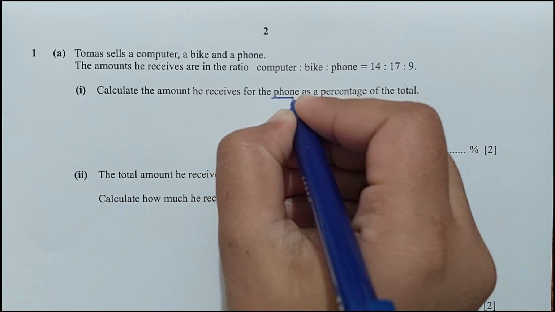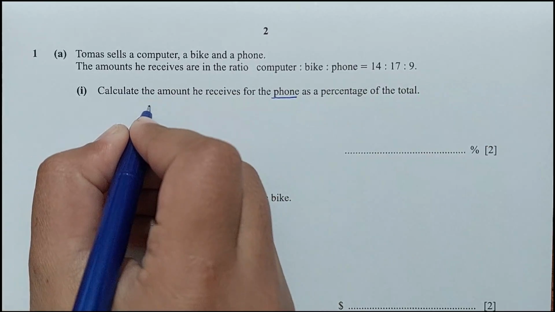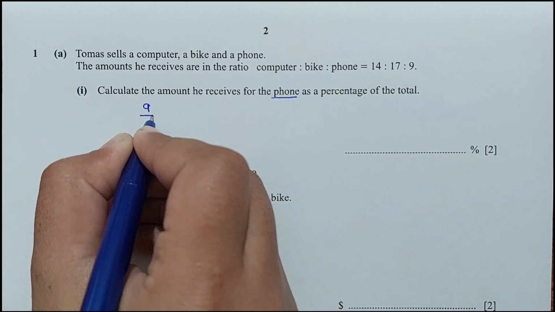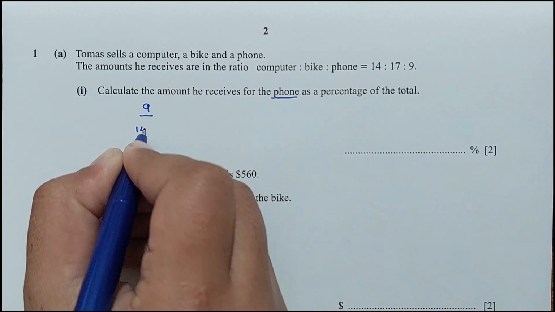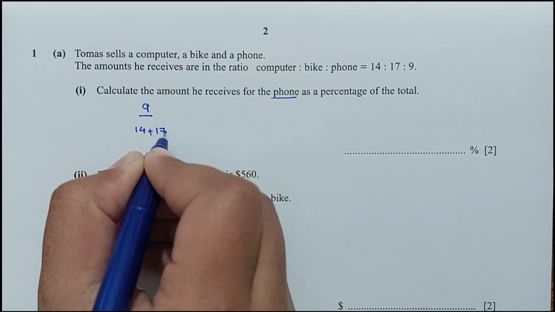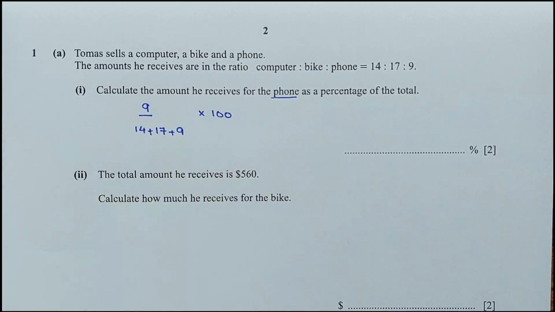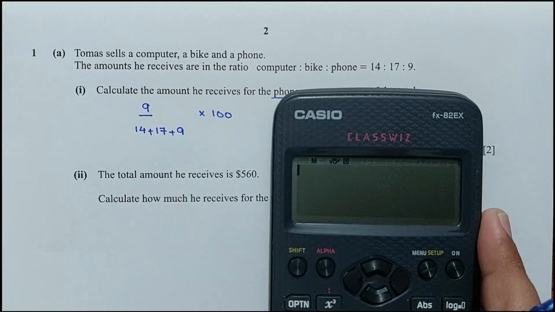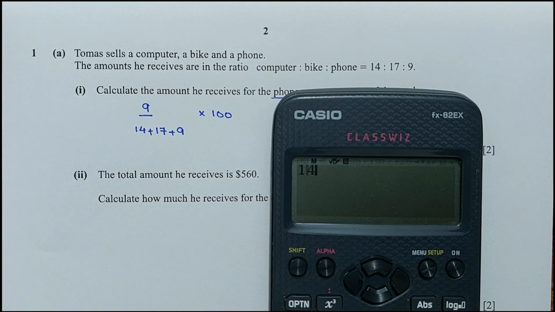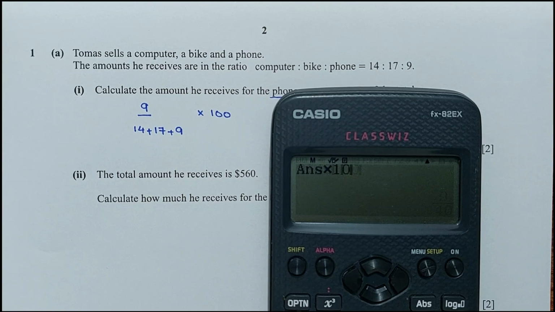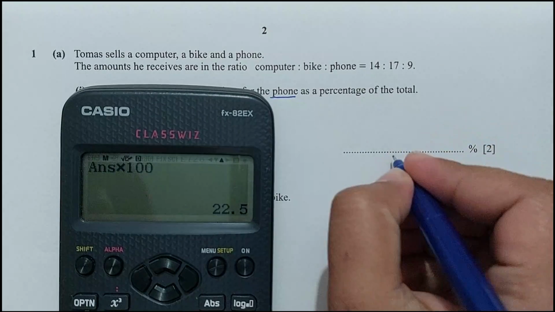Okay, so the phone is 9 as a percentage of the total. The total would be 14 plus 17 plus 9, and for percentage times it by 100. Let me simplify. So 14 plus 17 plus 9 is 40. 9 out of 40 times 100 would be 22.5%.